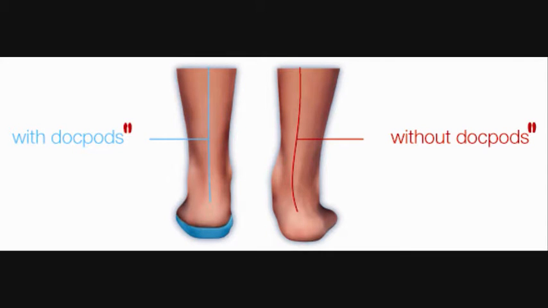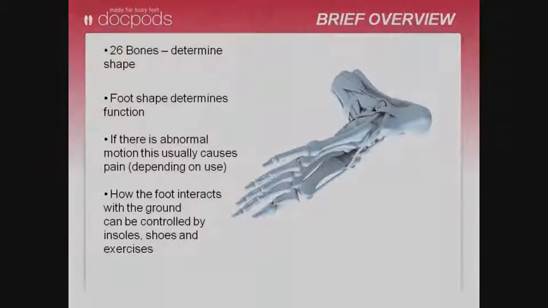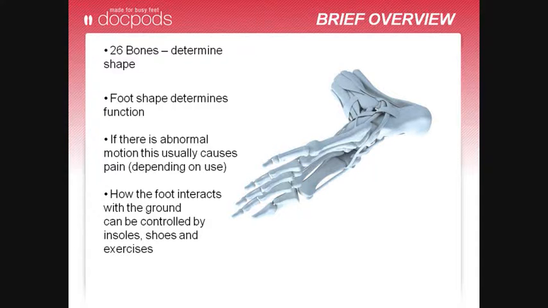In order to fully understand gait analysis, it's essential that you have a basic understanding of the anatomy of the foot. The foot is comprised of 26 bones. These 26 bones determine the gross shape of the foot. The gross shape of the foot determines how the foot will interact with the ground and ideally how the foot will function. Abnormal motion or function will generally lead to some sort of pain or discomfort in the foot, and how the foot interacts with the ground can be controlled by inner soles, shoes, and exercises.